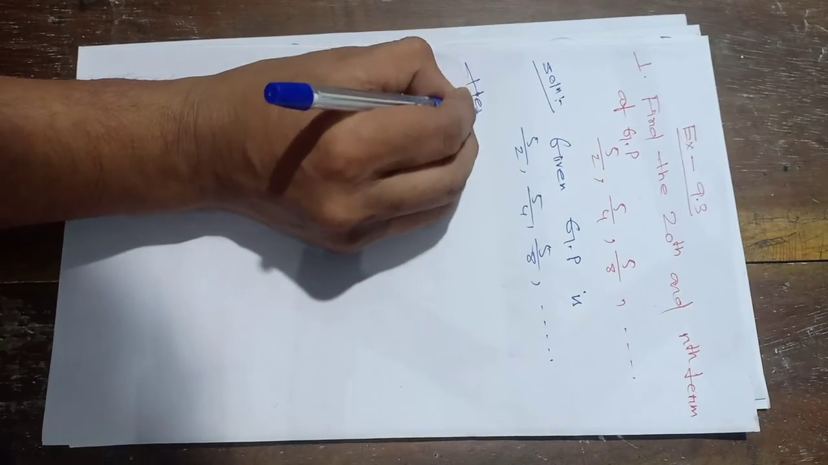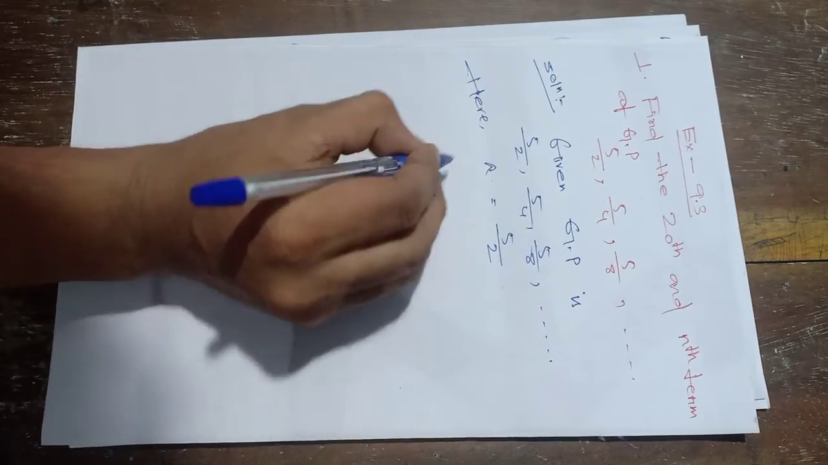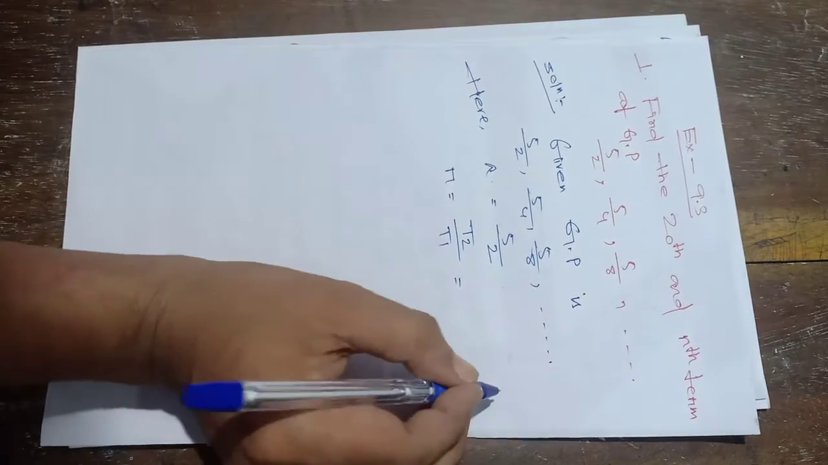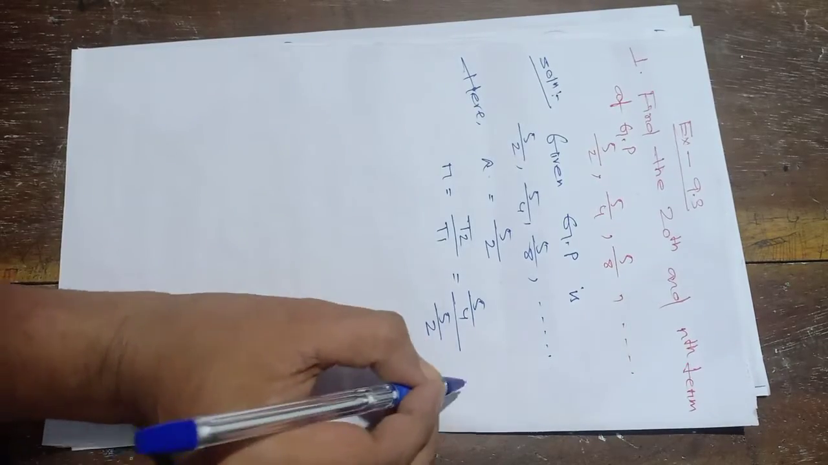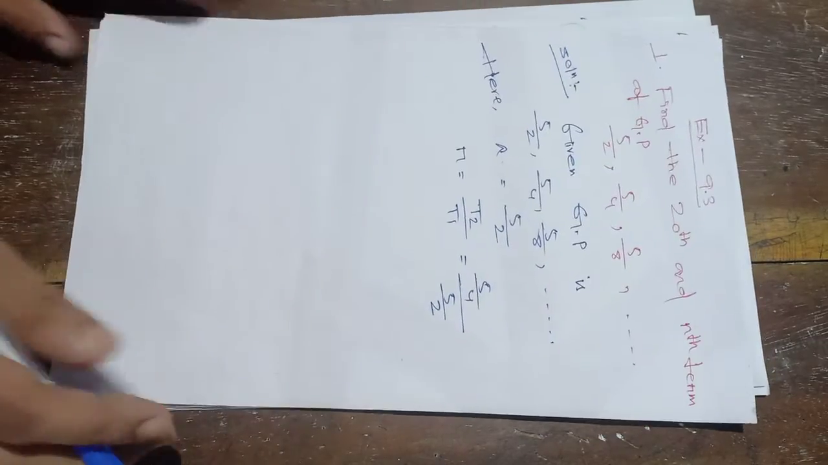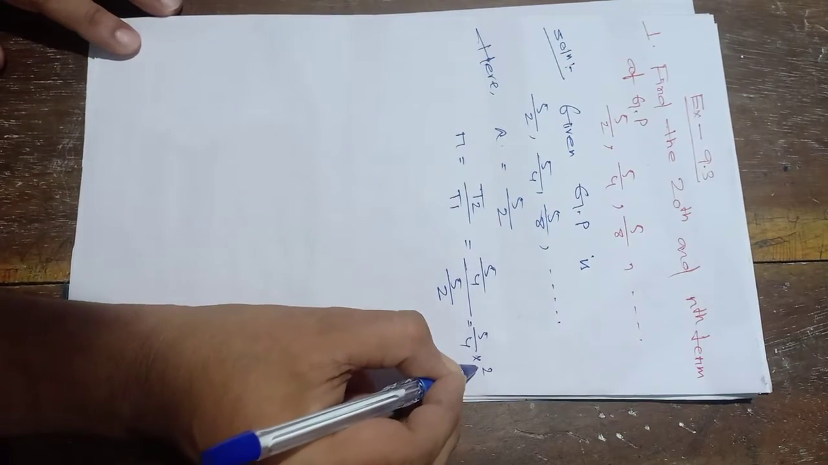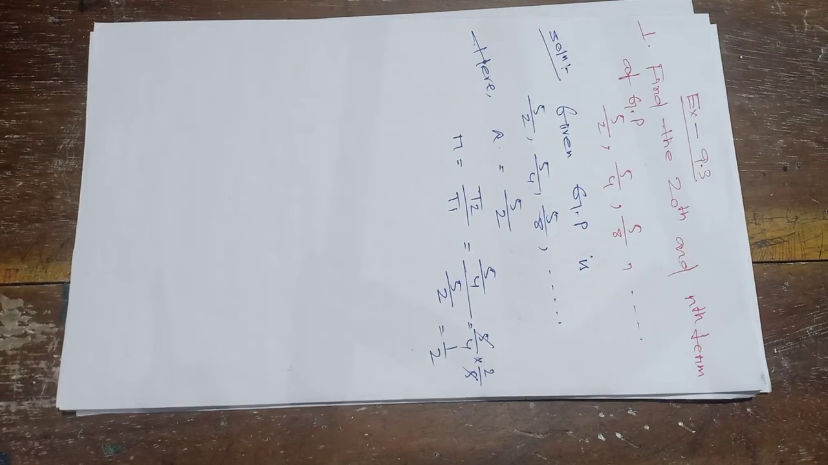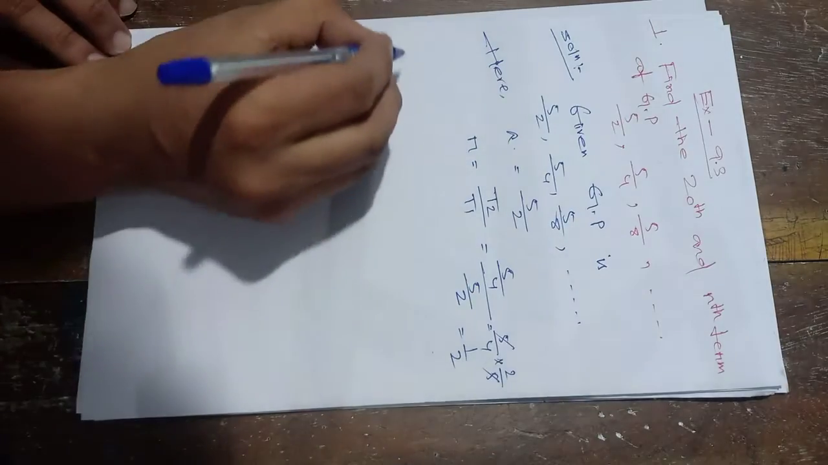Here the first term a equals 5 by 2. The common ratio r is T2 by T1, so T2 is 5 by 4 divided by 5 by 2, so it is 5 by 4 into 2 by 5. The 5 cancels, it will be half, so r is half. Now we have to find the 20th term.